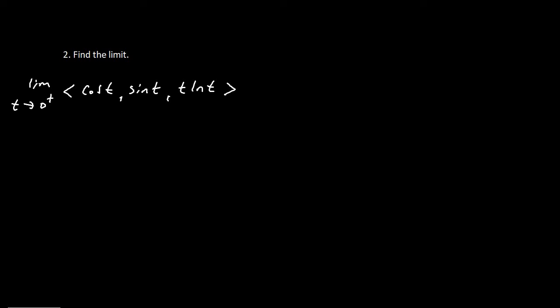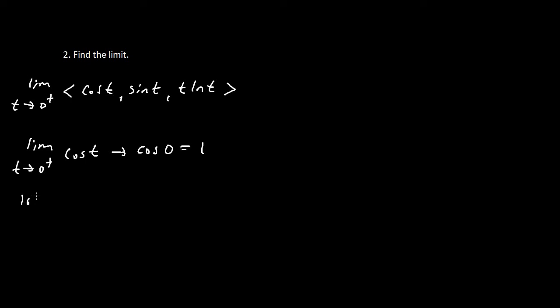Now for number 2, let's find the limit as t approaches 0 from the positive direction of cosine t, sine of t, and t times the natural log of t. Once again, if we're going to take the limit of this specific vector function, we must take the limit of each individual function inside the vector. So the limit as t approaches 0 from the positive direction of cosine t, well, we can just plug in 0. Cosine of 0 is obviously 1. So that's going to be the limit.